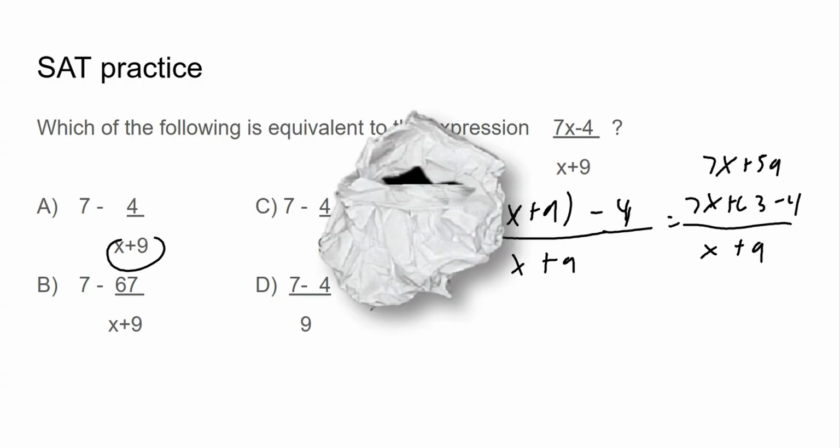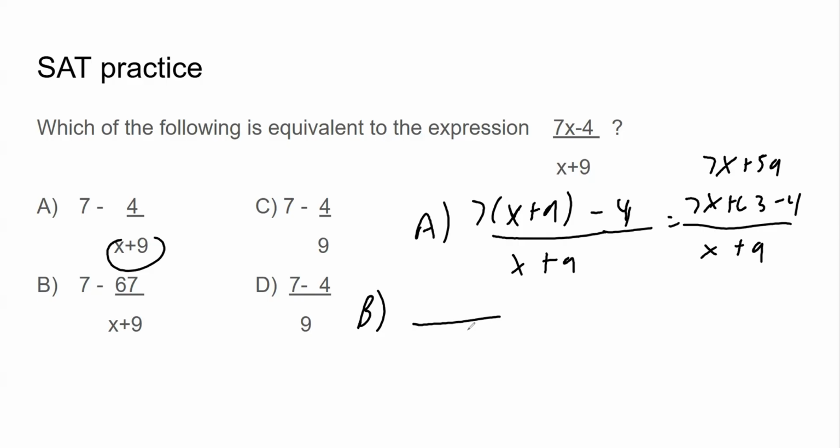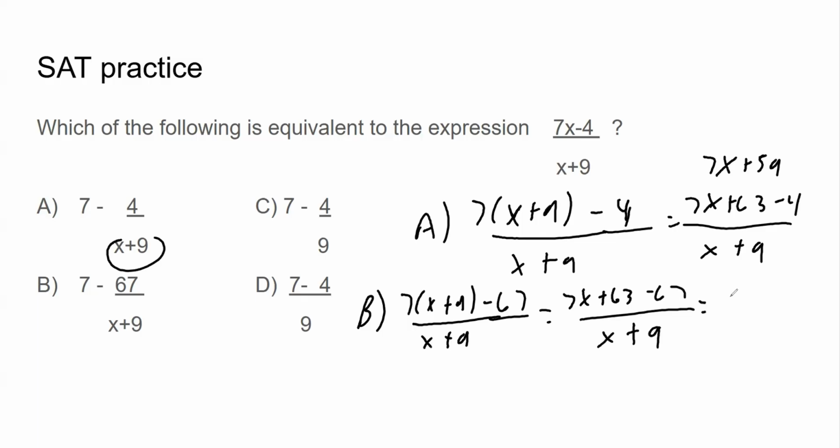So I need to get a B. B, I'm going to do the same thing. The LCM is x plus 9. So it's going to be 7 times x plus 9, and then minus 67. So if I distribute, I get 7x plus 63 minus 67 all over x plus 9. And that gives me 7x minus 4 on top and x plus 9 on the bottom. And that's what I want. So it is going to be B, but let's do C and D just to make sure.